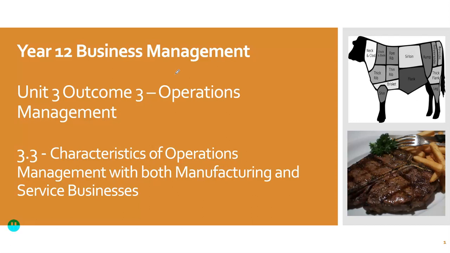We are on Unit 3, Outcome 3, which is all about operations management. We're doing our third key knowledge point in this video, and in this video we're going to think about the characteristics of operations management, turning inputs into outputs, and be thinking about the differences in manufacturing and service businesses.